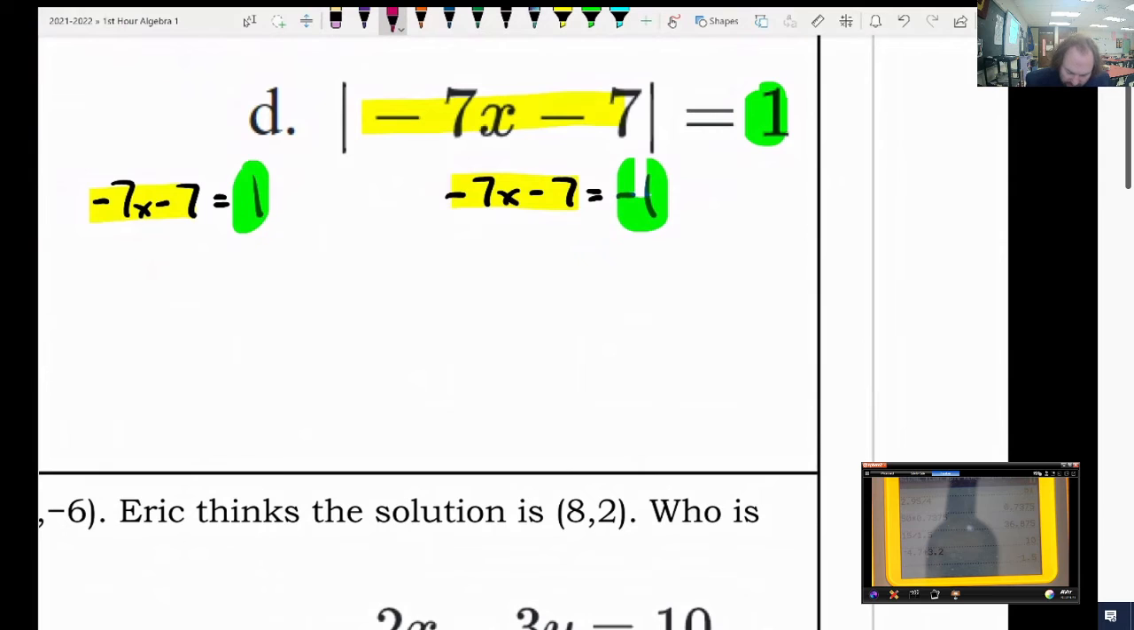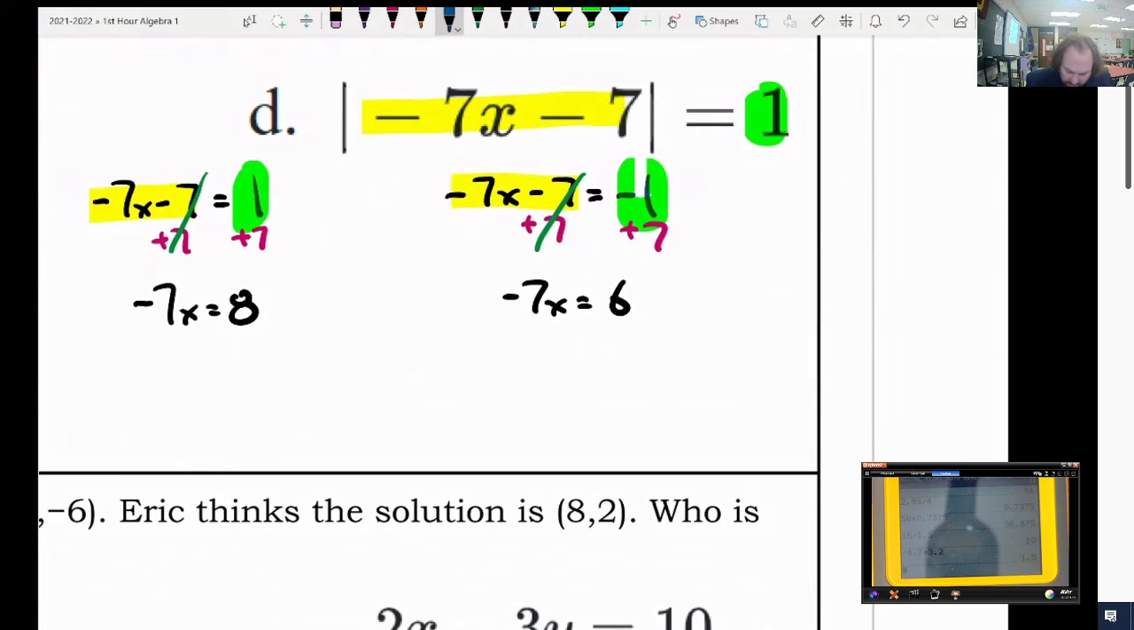And now we're going to do the same thing. We're going to start by adding 7 to both sides. Moving all the numbers out that are not x. These cancel out, these cancel out. What you get is negative 7x equals 8 over here, and negative 7x equals 6 over here.